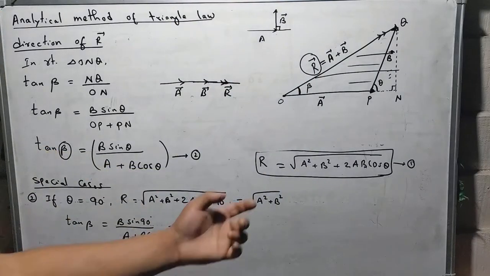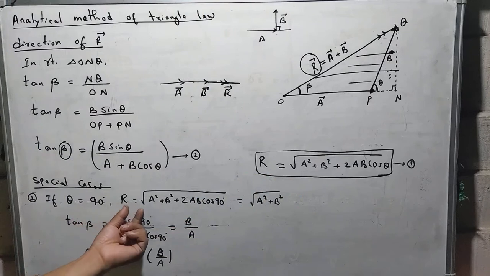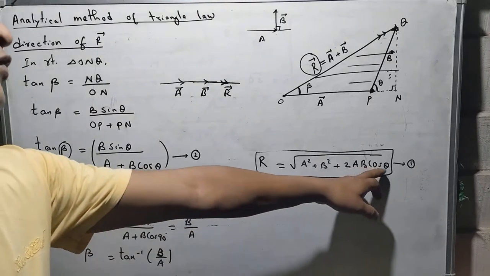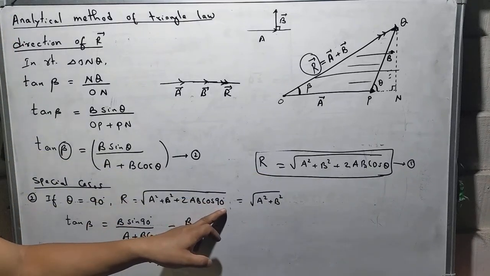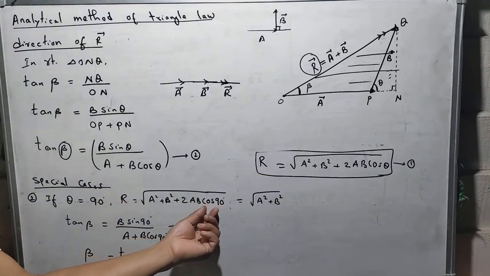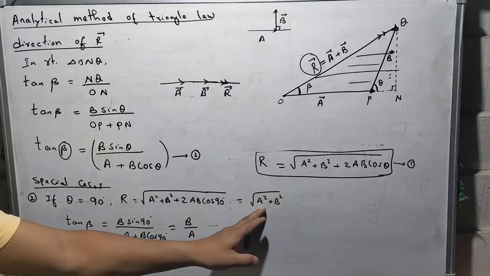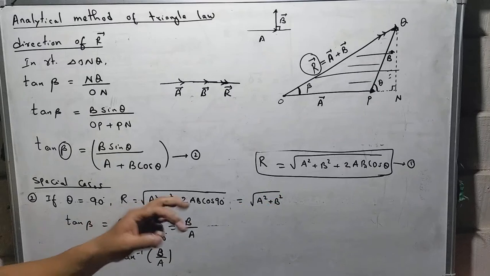So in that case, the magnitude of the resultant vector becomes R equal root over A square plus B square plus 2AB cos theta. Instead of cos theta, you can write cos 90. But we know cos 90 is 0, so 0 into this will be 0. So this term will disappear. So you'll have only root over A square plus B square. So that is the magnitude.